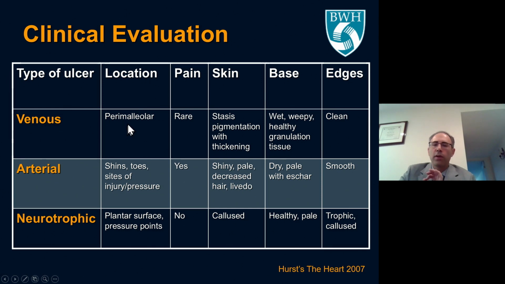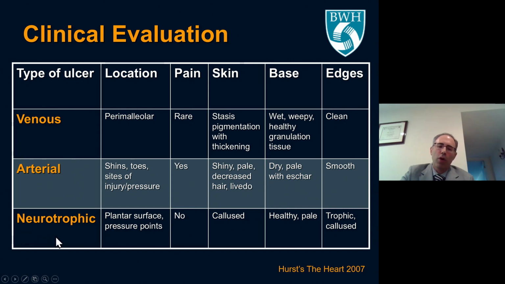Venous ulcers, perimalleolar typically. Really not that painful unless the skin's really raw, then it might be uncomfortable. Nowhere near as painful as an arterial ulcer. There'll be stasis pigmentation and edema. Perfusion's actually fine. So you're going to see they'll be wet, weepy, there'll be plenty of good granulation tissue. If you look at the edges, they're clean.